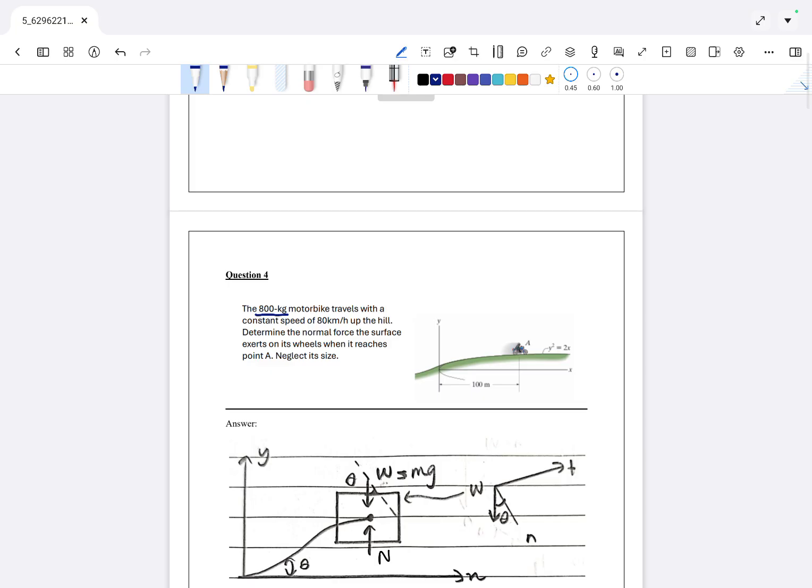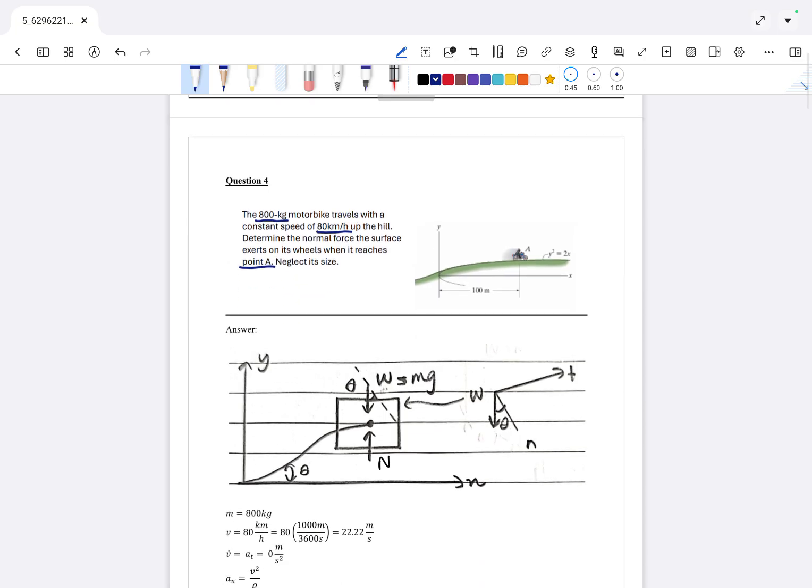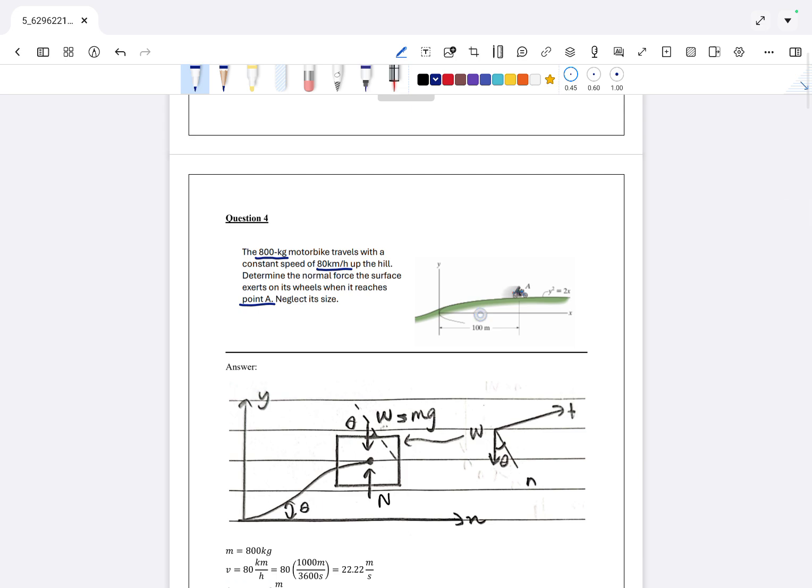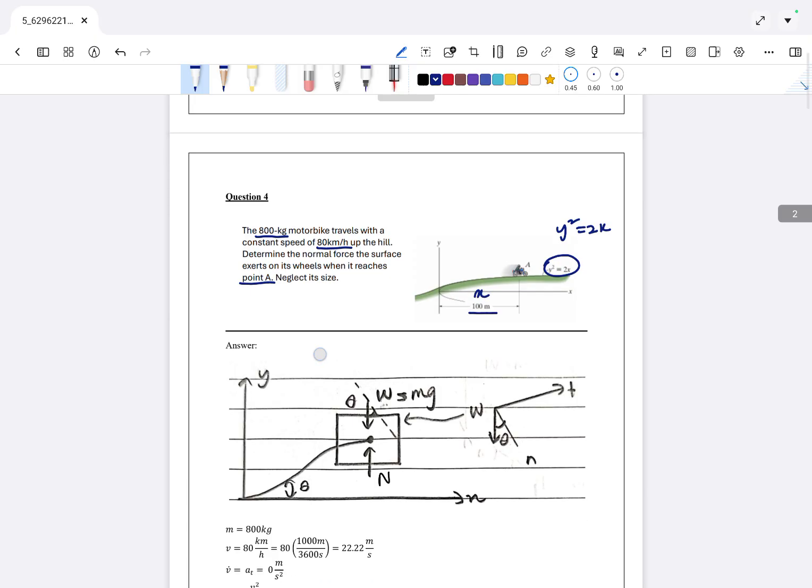The 800 kg motorbike travels with a constant speed of 80 km per hour up the hill. Determine the normal force the surface exerts on its wheels when it reaches point A. Neglect its size. Here we can see the distance is 100 meter, and there's a function y square equals to 2x, and this distance is equal to x.